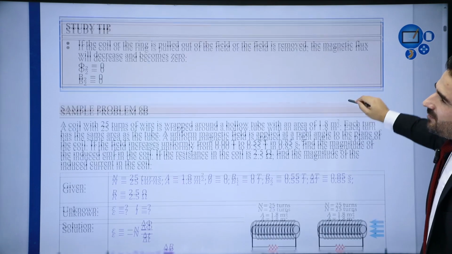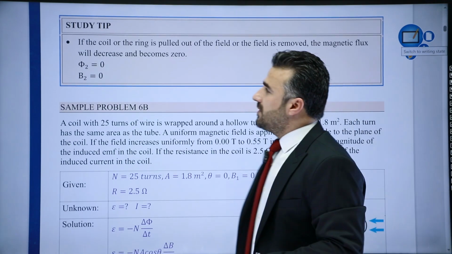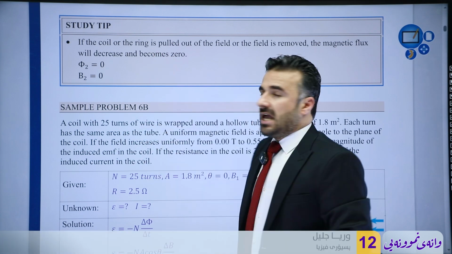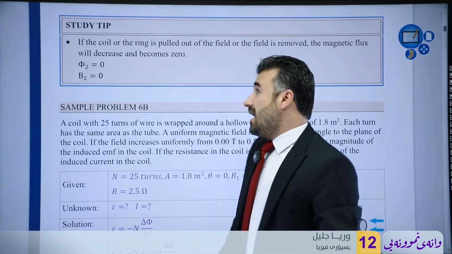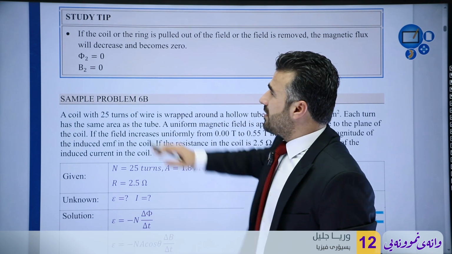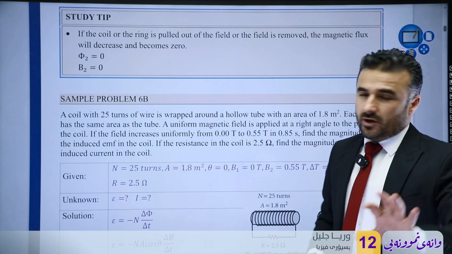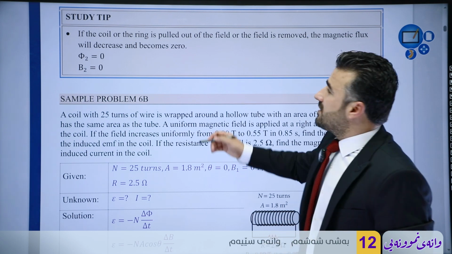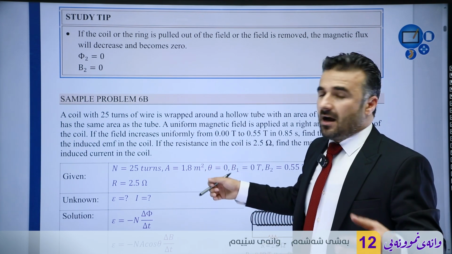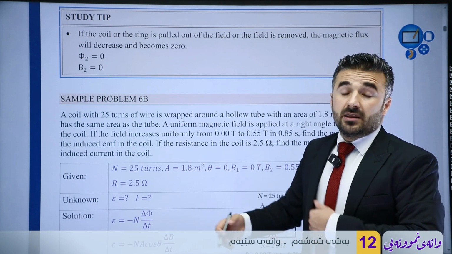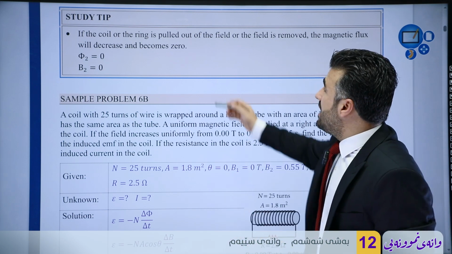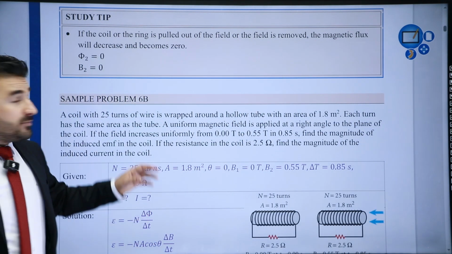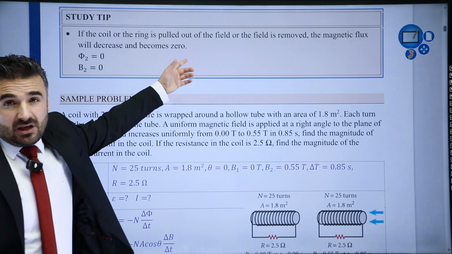Now, this study tip here, I'll tell you about it, and we're going to use it for the following questions as well. Watch this one closely. Sometimes it tells you that if the coil or the ring, whatever the conductor that you have, is pulled out of the magnetic field or the field is removed, that means the magnetic flux will decrease and become zero.